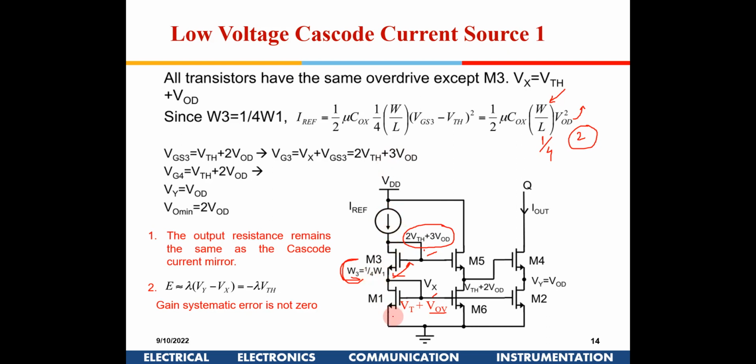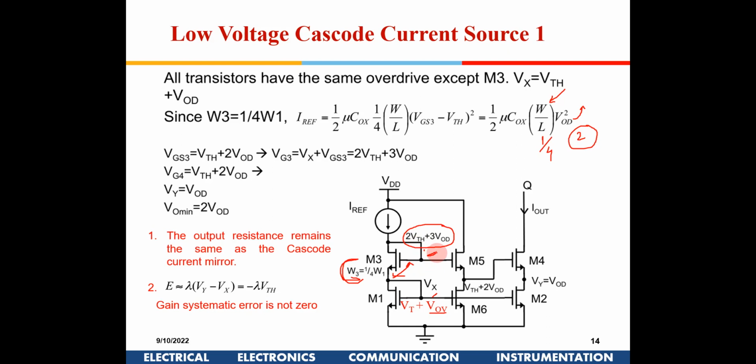The same current is flowing in M3 and M1, and that is why more overdrive voltage will be required here, because the width is only 1/4. But since there is a square, for 1/4 reduction I just require double the overdrive voltage. Hence VT plus VOV here, and here it is VT plus 2 VOV. So the total voltage requirement out here will be VT plus 3 VOD. Is it okay? Yes, sir.